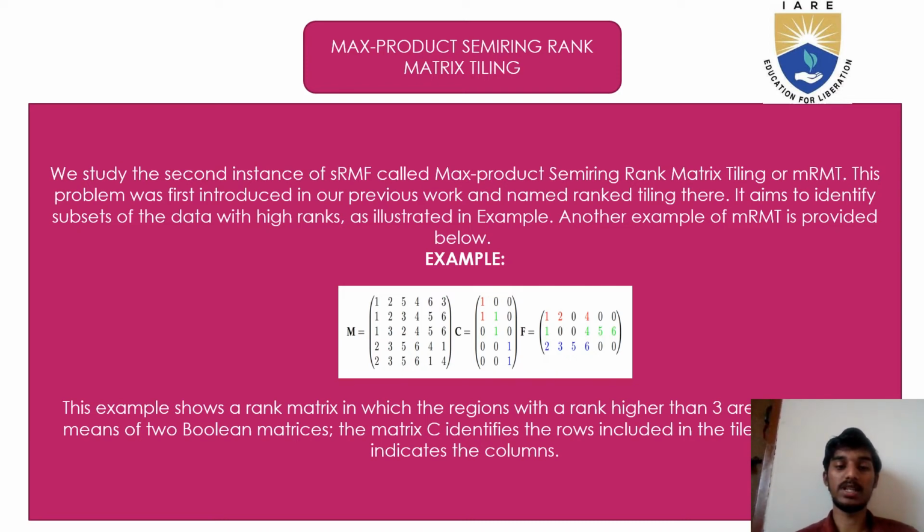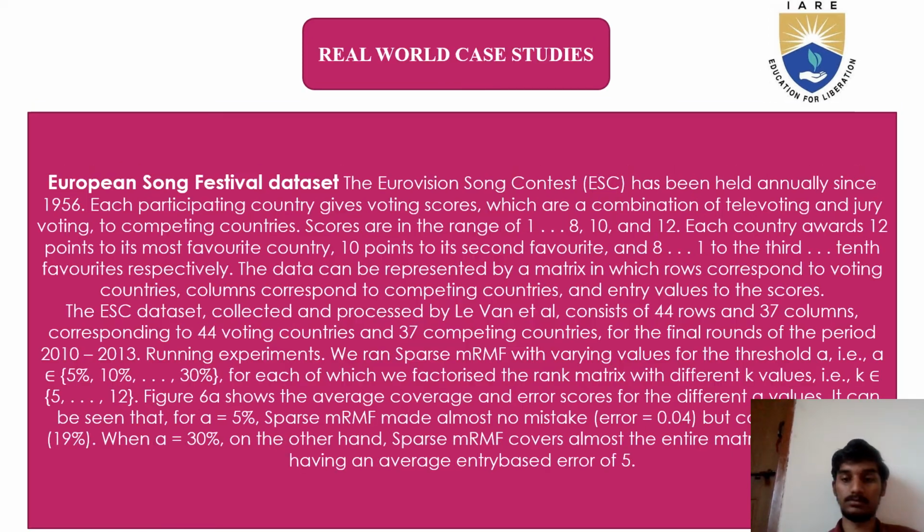This example shows a rank matrix in which regions with higher rank than 3 are indicated by means of two Boolean matrices. The matrix C identifies the rows included in the tiles. The matrix F indicates the columns.